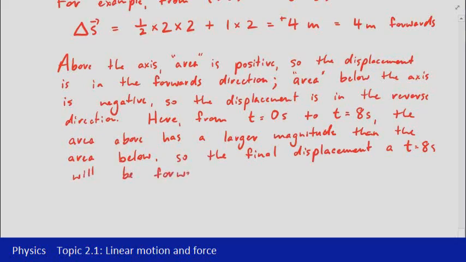So that's a way that we can figure out the location of the object just using the velocity versus time graph. We'll have a look at a few more of those sorts of questions in class, and do a few of those problems to calculate displacements, and have a look at some varying scenarios about where an object would be located based on its velocity versus time graph.